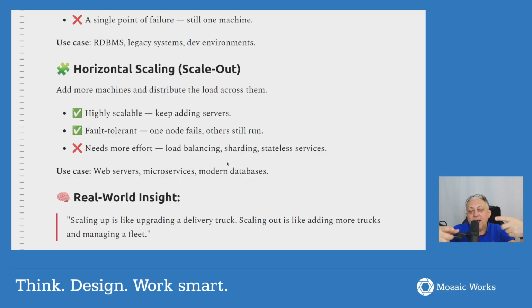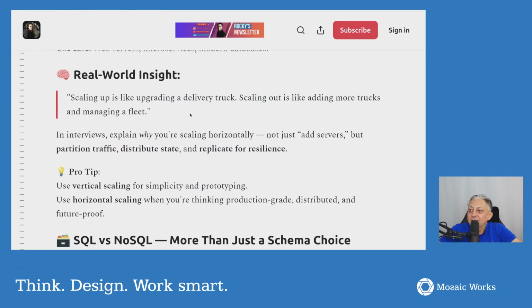If you do that, then the load balancing is based on the load on each server, but you're paying with the synchronization part, which can also be faulty. So if the network goes down, you could have additional issues. Real world insight, scaling up is like upgrading a delivery truck. Scaling out is like adding more trucks and managing a fleet.